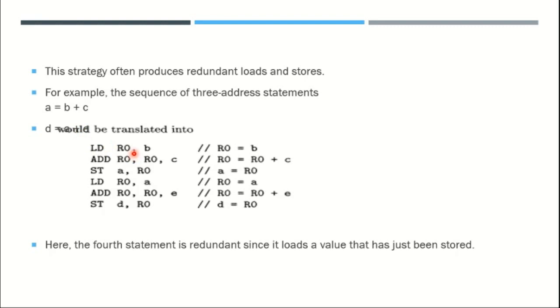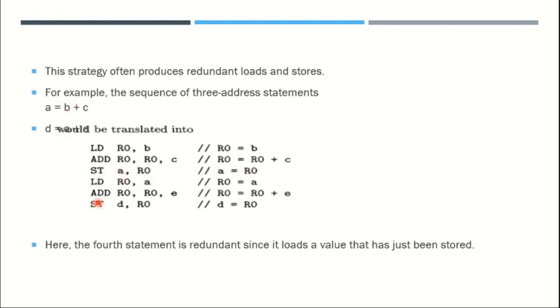Initially we store the B value into R0 and perform the addition with the C value. So now the result of B plus C will be stored into R0. Then this R0 value is copied into A. So now this A value holds the addition of B plus C.